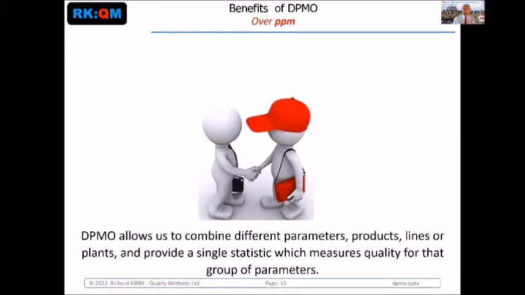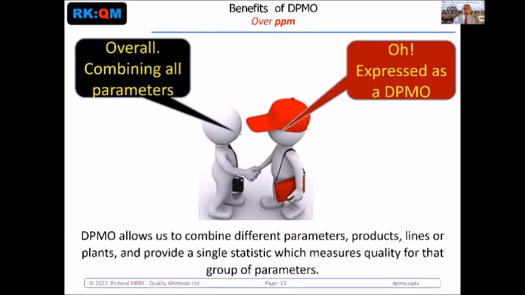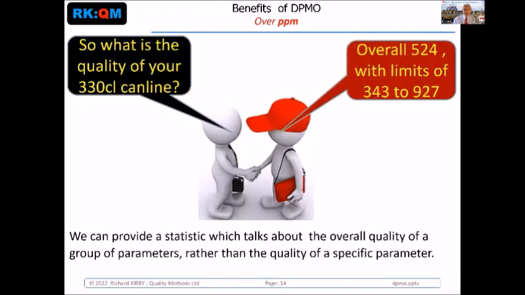As we've just seen, other people in the organization need a wider understanding, a more general view, such as how does line A compare with line B? Or how does the French plant compare with the Dutch plant? And DPMO allows us to do just this. We can provide a statistic which talks about the overall quality of a group of parameters, rather than the quality of a specific parameter.